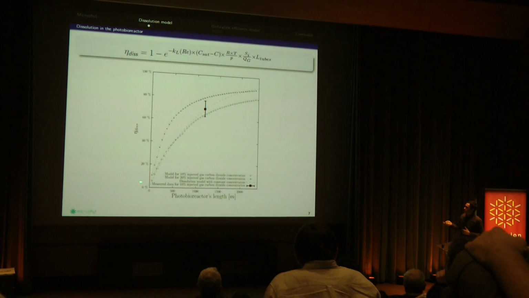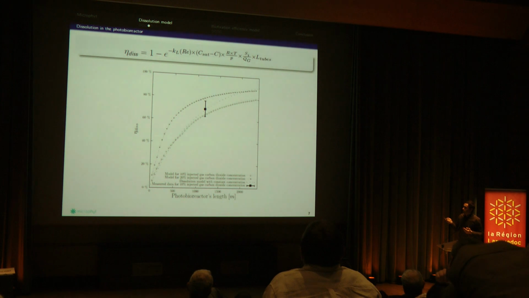So we can see that the dissolution is not a strong function of the concentration gradient for 10% concentration in the injected gas, but the concentration gradient varies much more for 20% here. So the dissolution is less uniform for 20% in the injected gas, but the final dissolution efficiency at the end of the photobioreactor is better for 20%, of course.